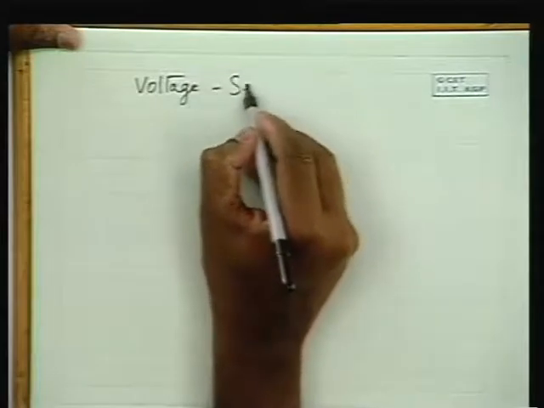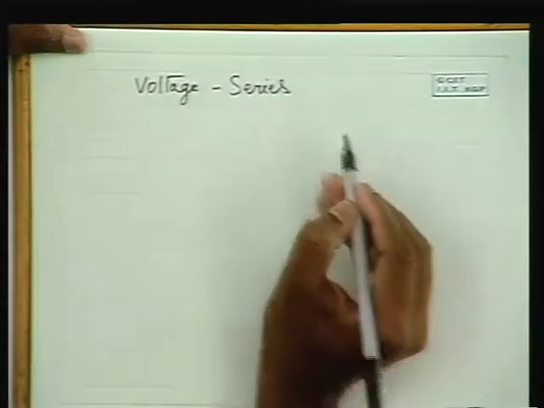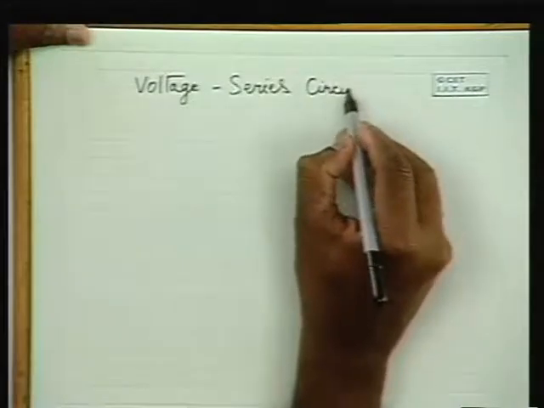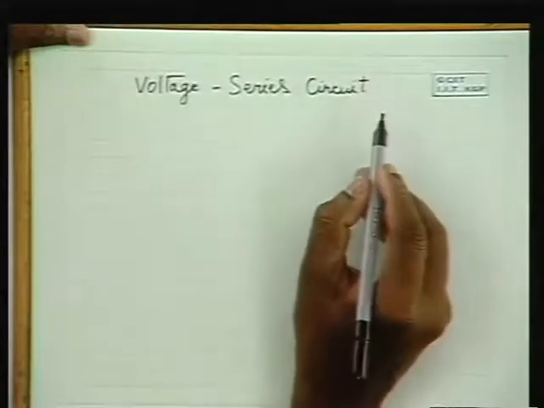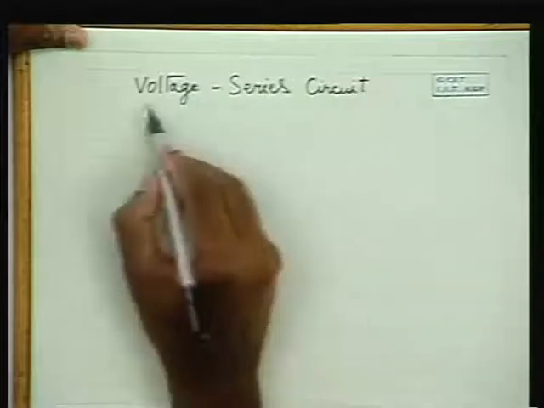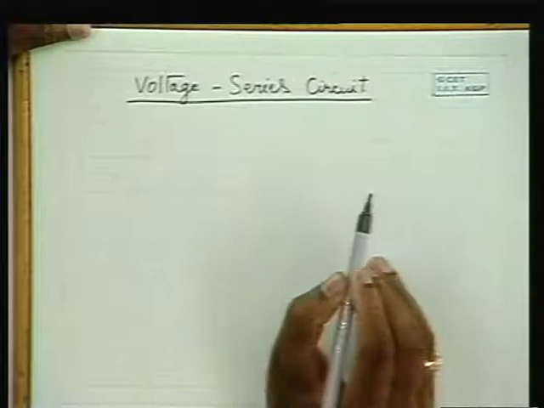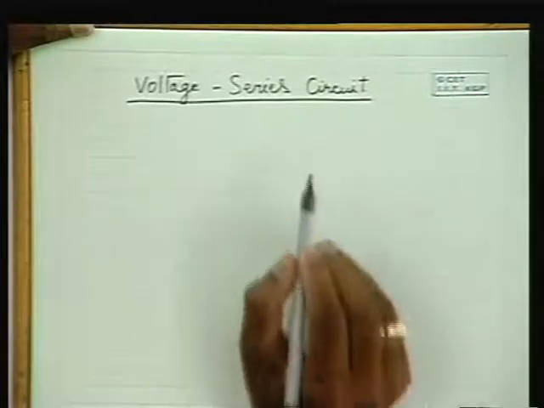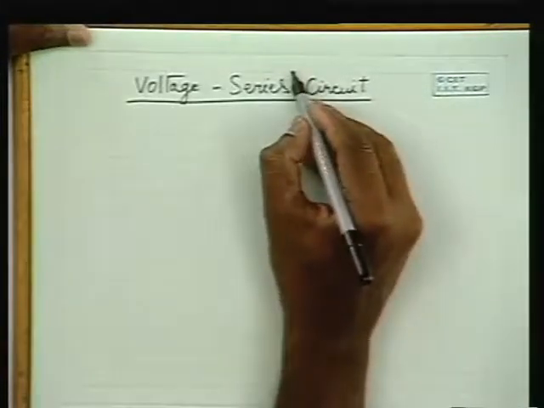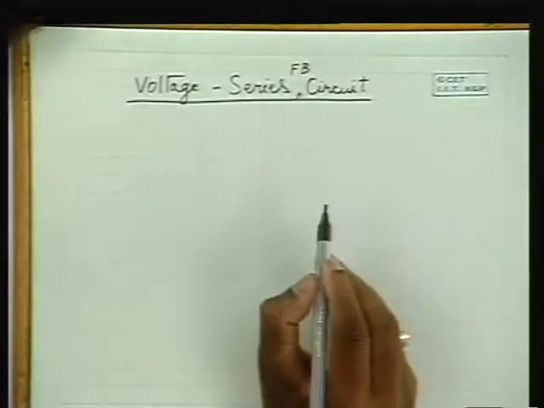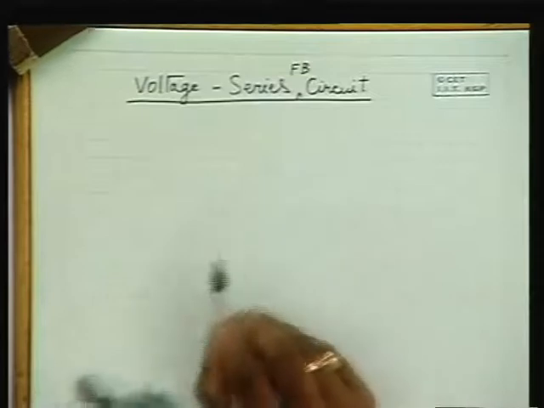Now let us discuss a practical circuit and apply the principles and determine the effect of feedback. So let us take the example of a voltage series feedback circuit. Let us consider a practical circuit and see the effect on the gain.